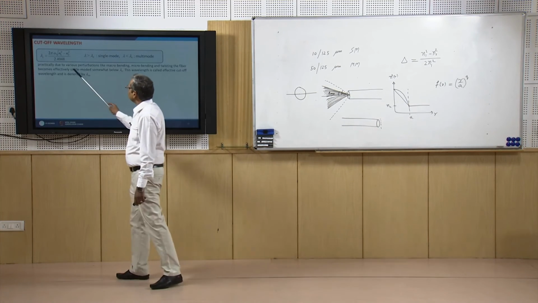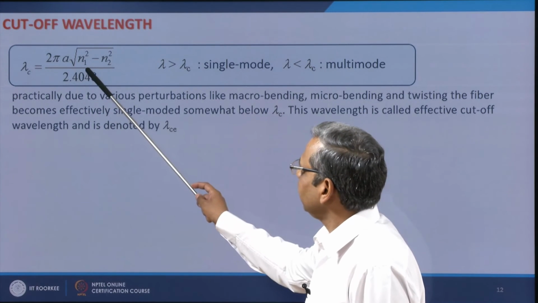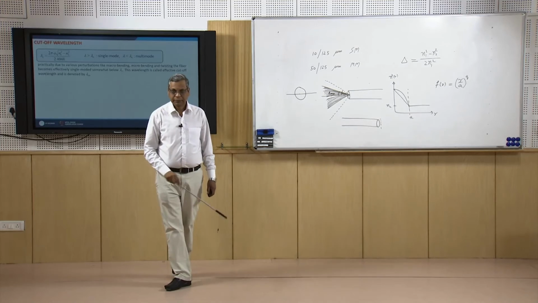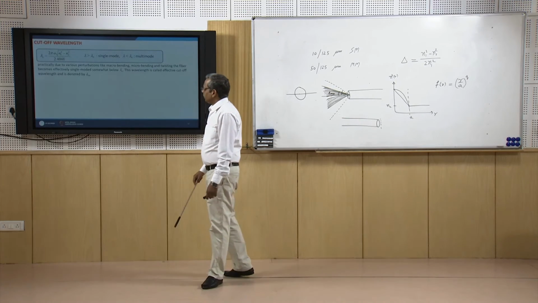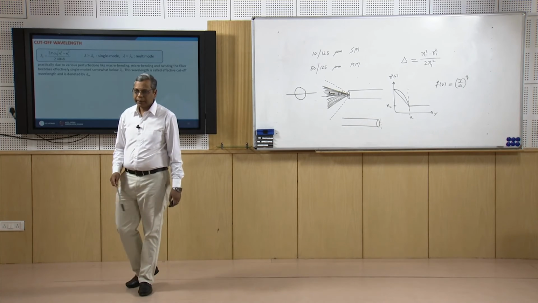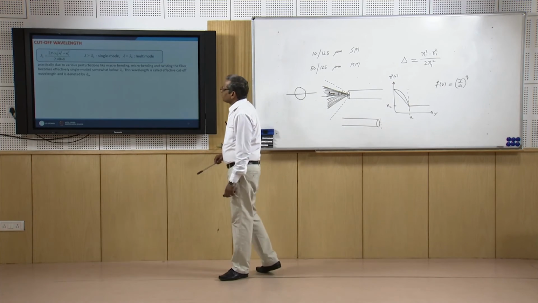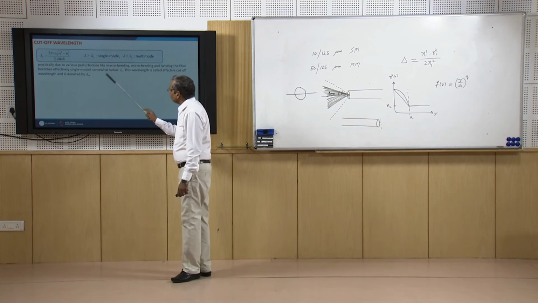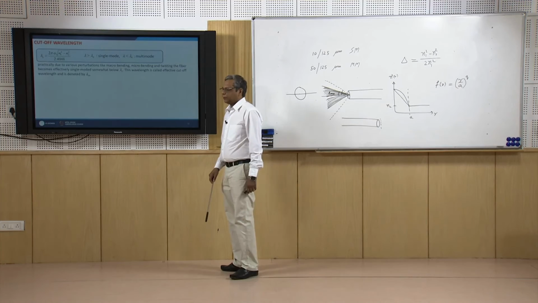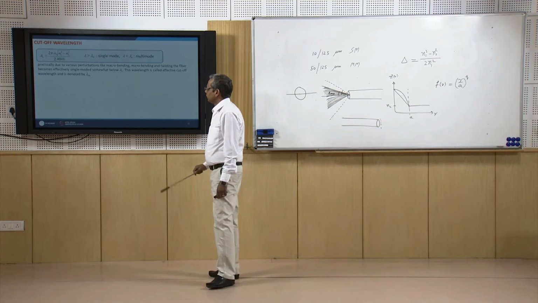And this lambda c is given by this for a step index fiber, it is 2 pi a times square root of n1 square minus n2 square over 2.4048, but this is theoretical. Practically there might be several perturbations, it might be micro bending, macro bending, twisting. So, because of that the fiber effectively becomes single moded somewhat below lambda c, and this wavelength is then called effective cutoff wavelength lambda CE. So, what you can measure is lambda CE and not exactly lambda c, but it is very close.